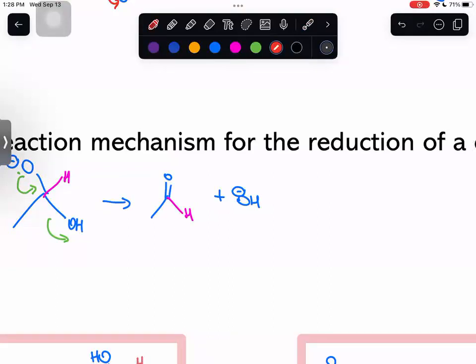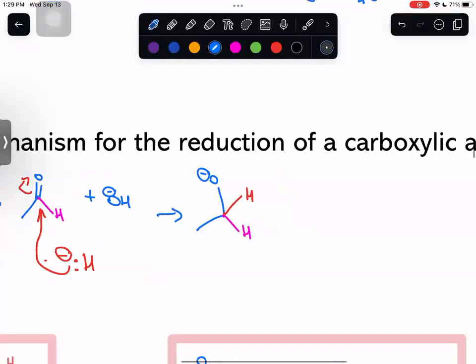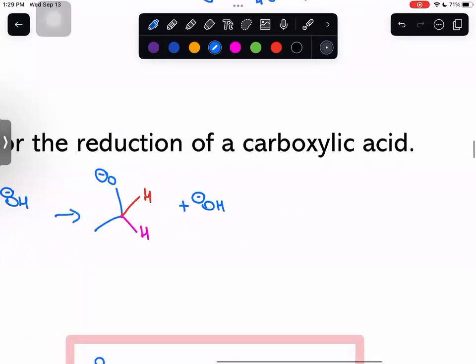Is this when I do my acid-base reaction? No, just when you break the pi bond. Exactly, so that hydrogen is going to come again and do the nucleophilic attack. So we form again the tetrahedral intermediate. So we have O minus, the hydrogen from the first attack, the hydrogen from the second attack, and we still have our byproduct. So now, the very last step is just your acid-base reaction.